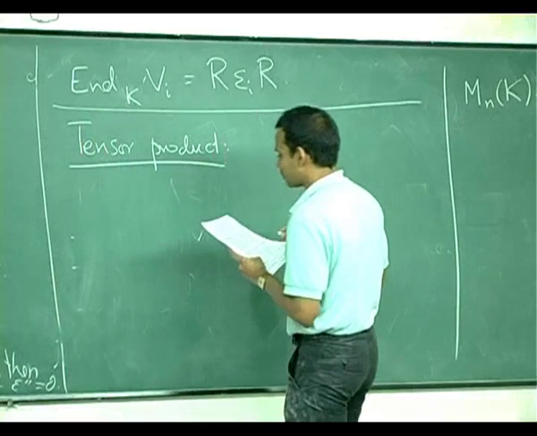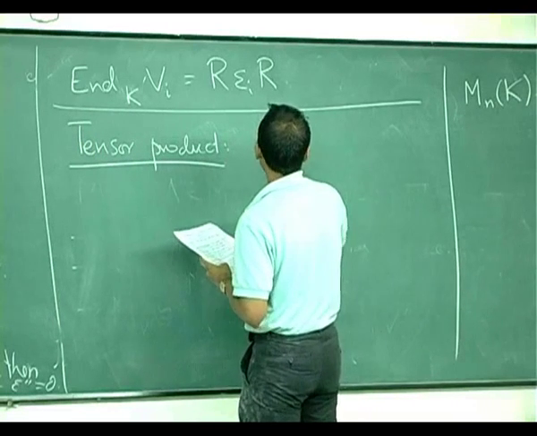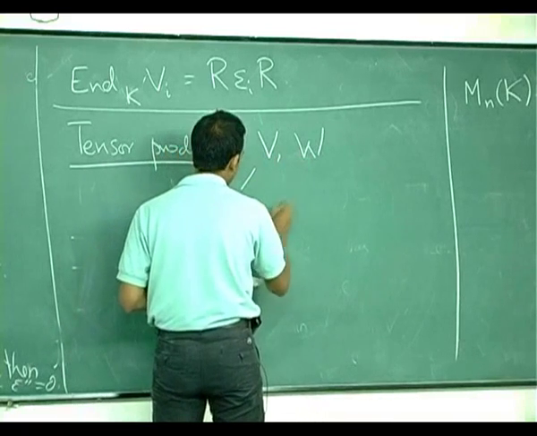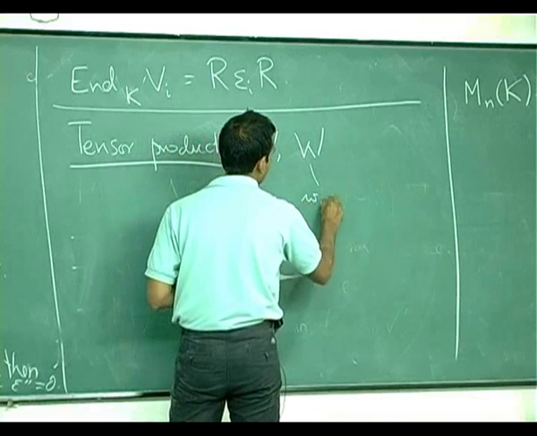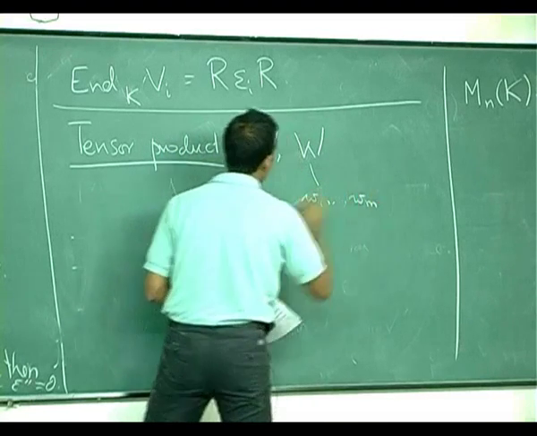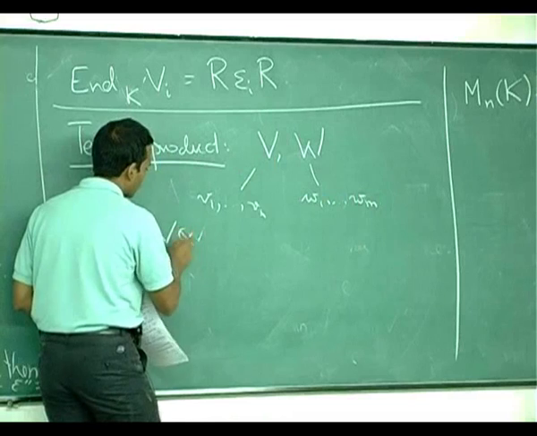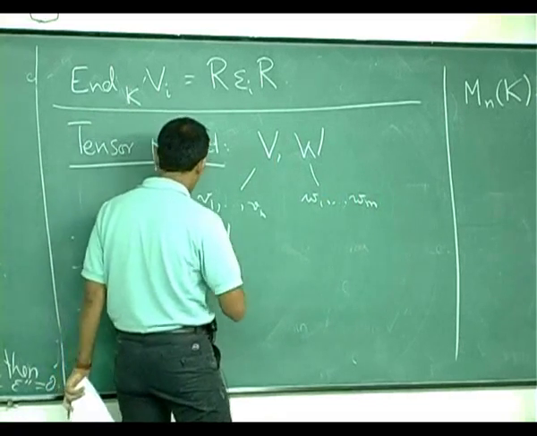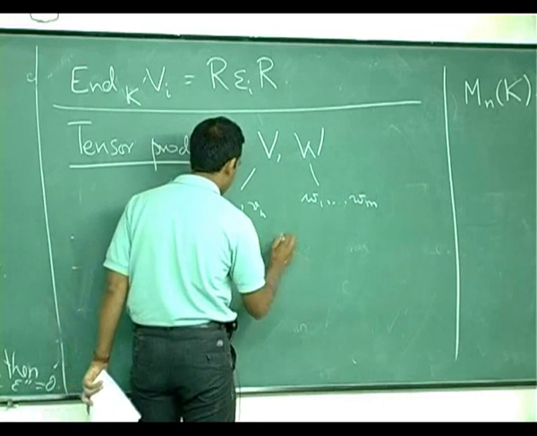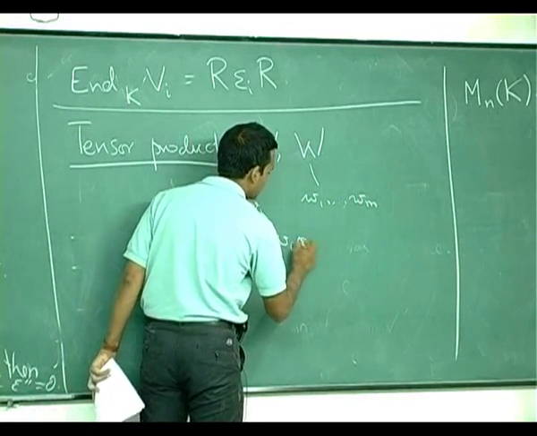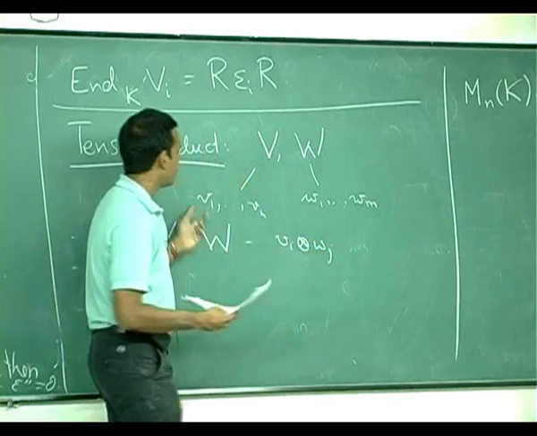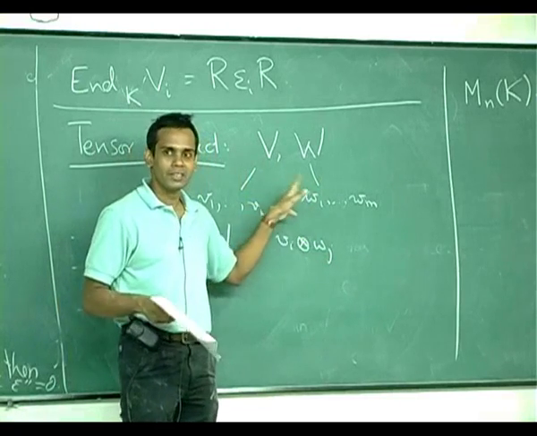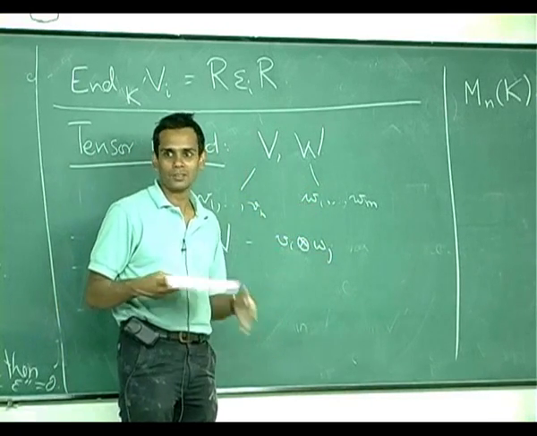So if I have two vector spaces, V and W, finite dimensional, let's say V has basis V1 up to Vn, and W has basis W1 up to Wm, then traditionally we just think of the tensor product as the vector space with a formal basis given by symbols Vi tensor Wj, where i goes from 1 to n and j goes from 1 to m. And this is how mathematicians and physicists have worked for a long time.